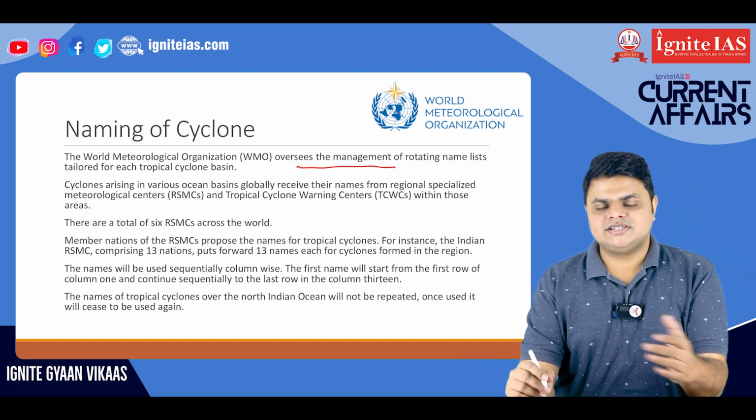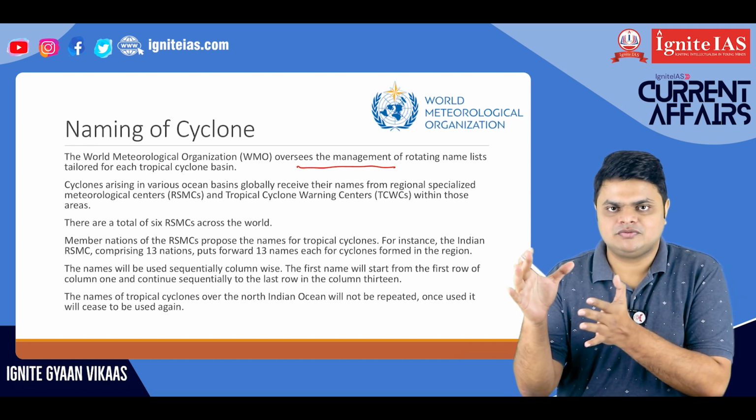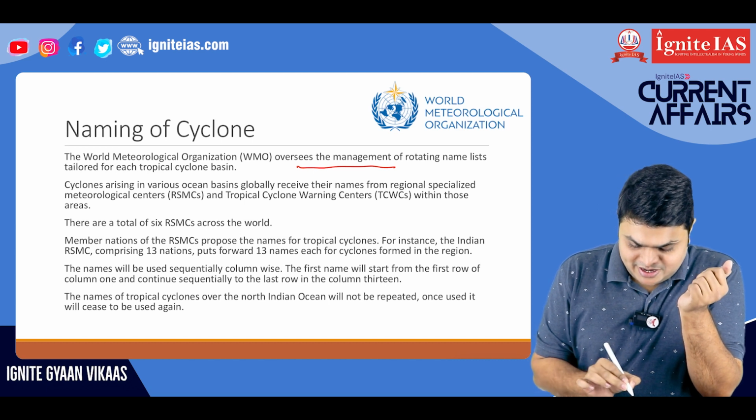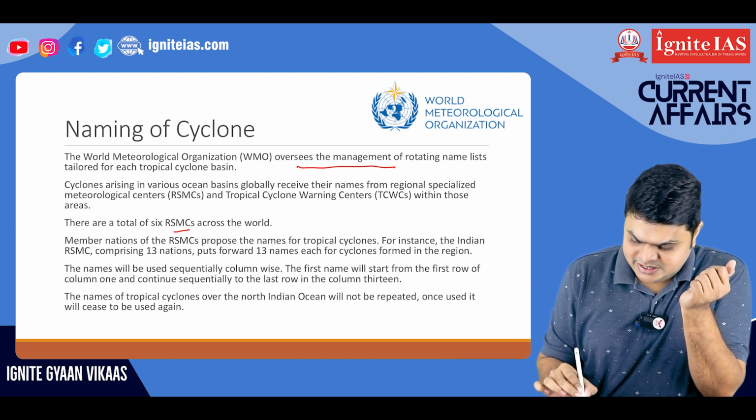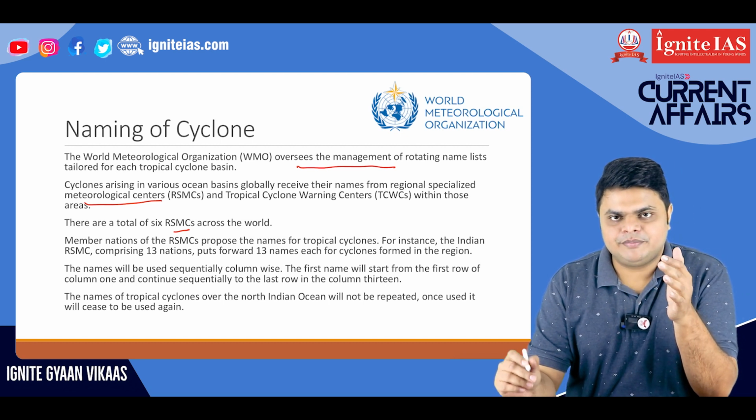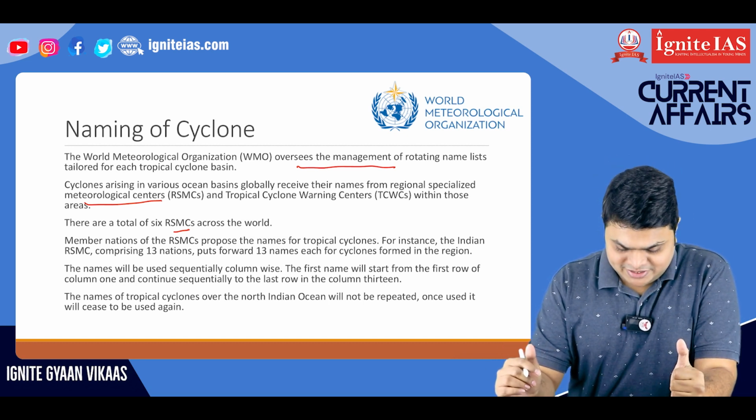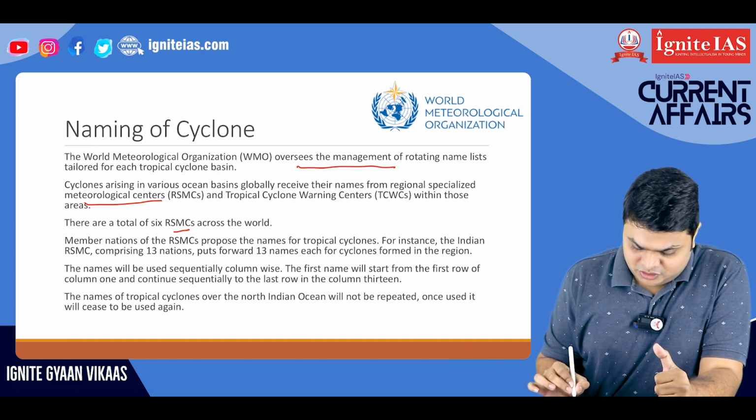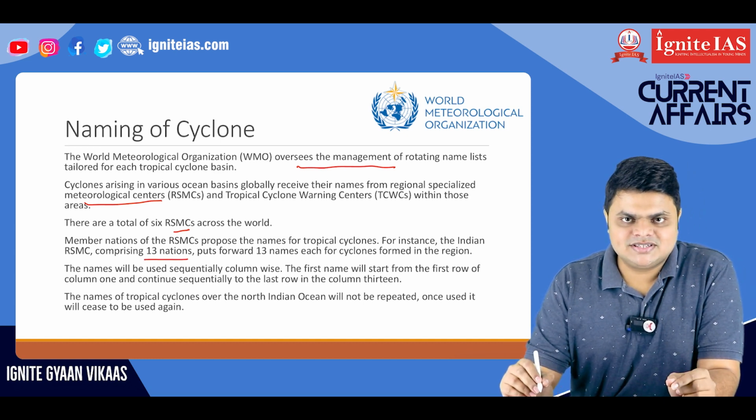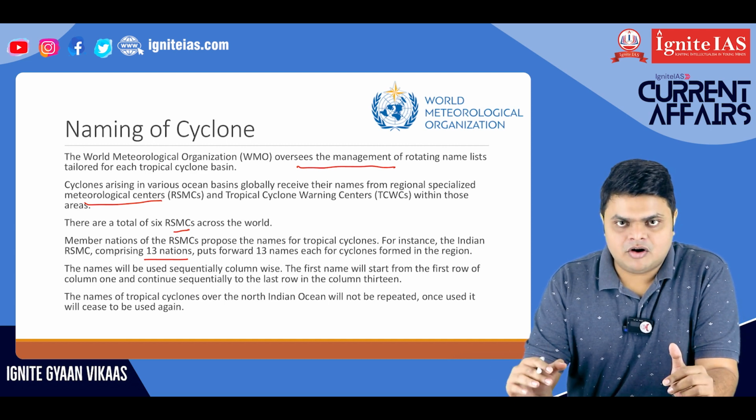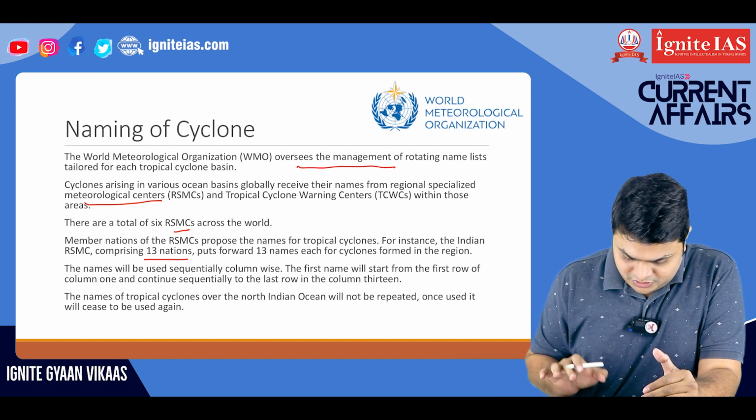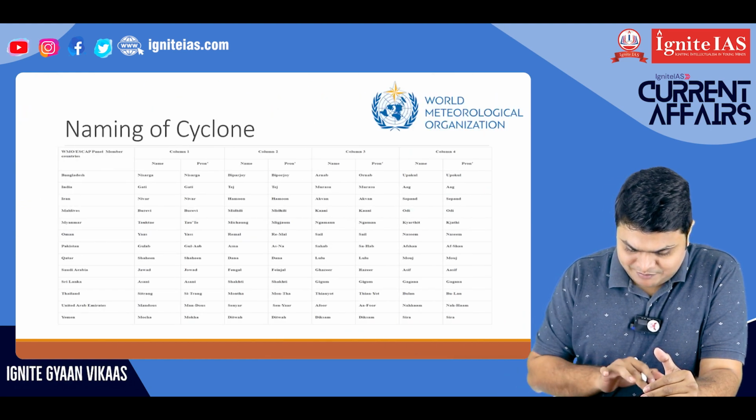So basically what happens is, we have seen that cyclones occur in various parts of the world. Each part is divided into a zone, and there are 6 such zones called Regional Specialized Meteorological Centres. Each zone will prepare a list of names in advance. For example, for the Indian Ocean, there are 13 nations. Each nation will put in 13 names, and a table will be formed, and on a rotating basis those names will be used. If we look, this is an example of the table.